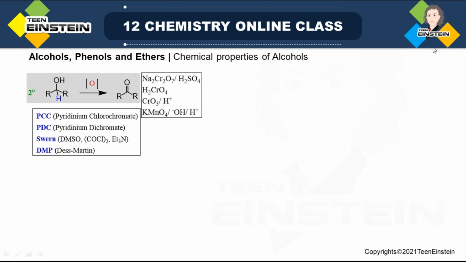Hello everyone. Chemical properties of alcohols. This topic we have already started in last class. Today we will finish it, and after that there will be discussion related to application of different types of alcohols, mainly the simple alcohols, and then we will see how to distinguish 1 degree, 2 degree and 3 degree alcohols, and also related problems.